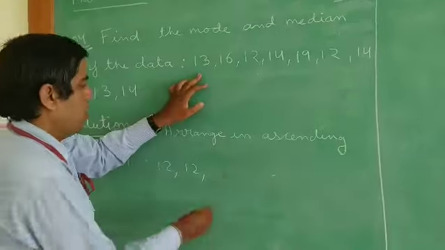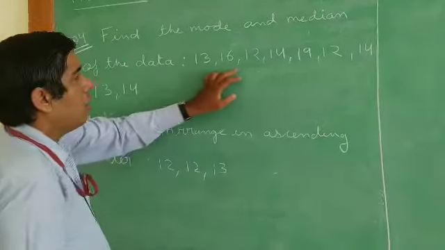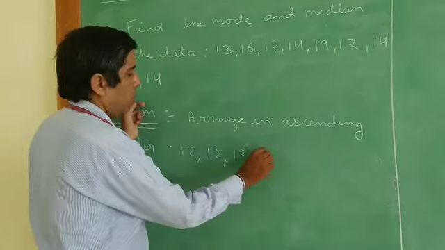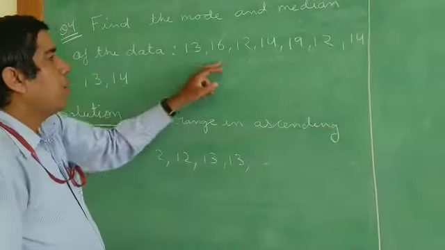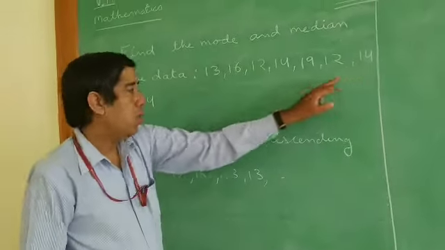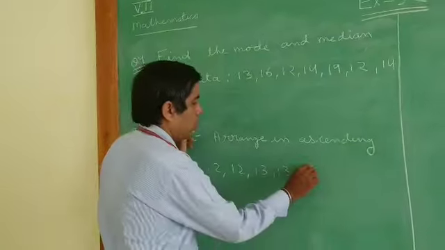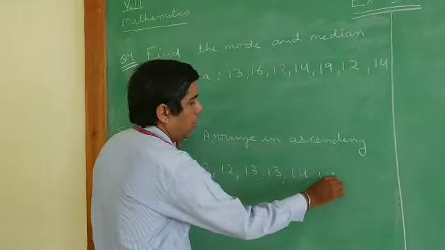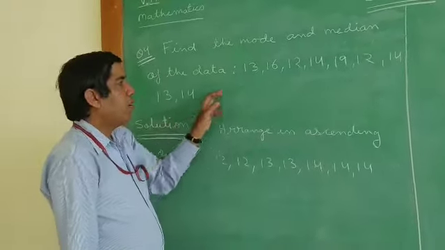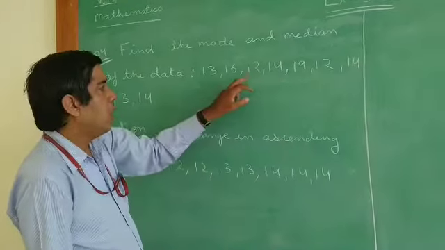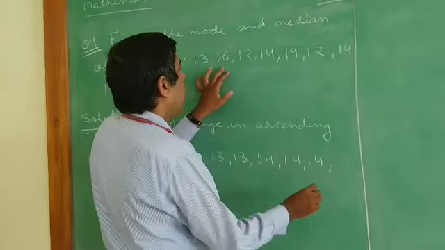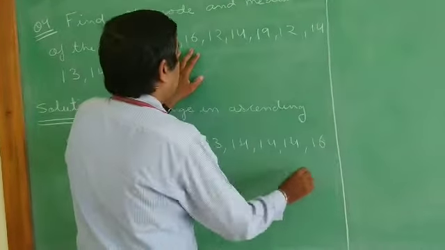Then 13. How many are there? Only two 13s are there. 14. Just see here, one 14. One more here and one more here. So 14, 14. Then 15. How many are there? No 15. Now 16, one 16.